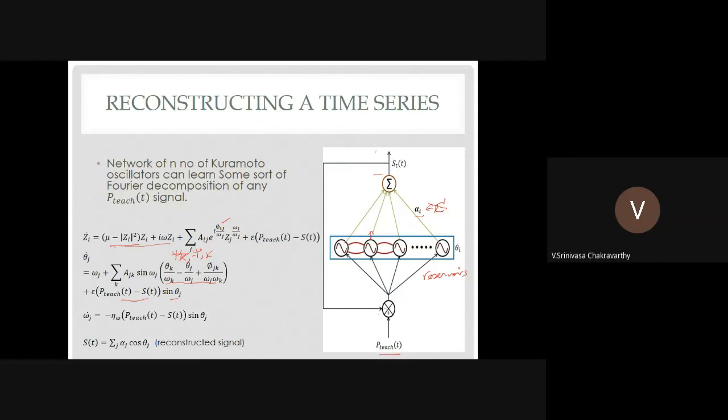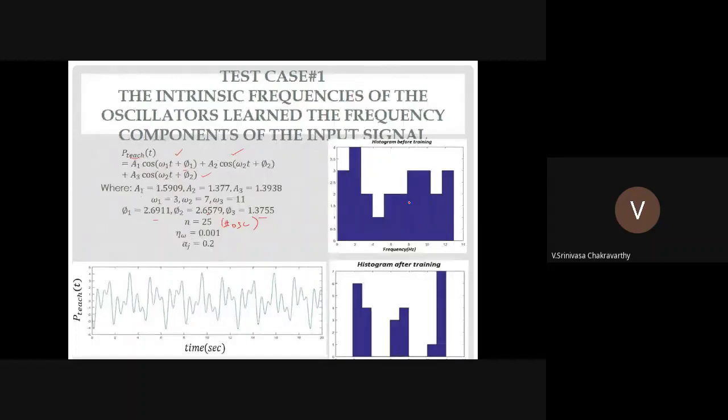Therefore, to prevent that and to make sure that all the frequencies are trained properly, we first need a training stage where alphas are constant and have some small positive value. Then you train only omega, so that the omegas adjust themselves in such a way that they track the frequencies contained in the P_t signal. That's what we are doing here. Alpha j's are constants, 0.2. You train only omegas. You have 25 oscillators.